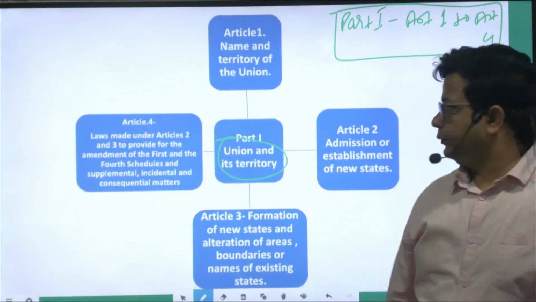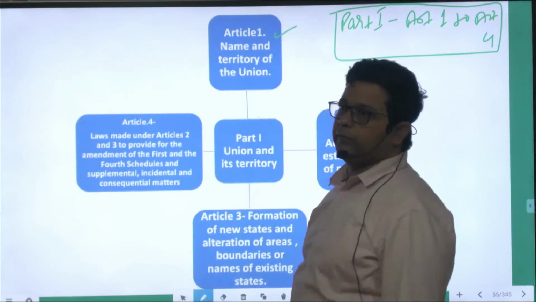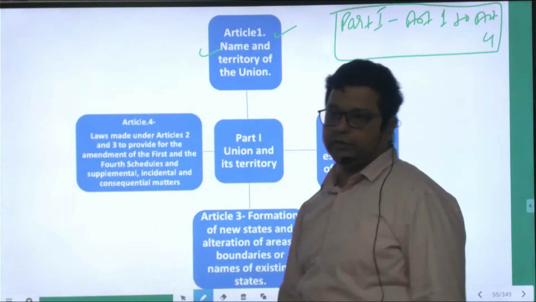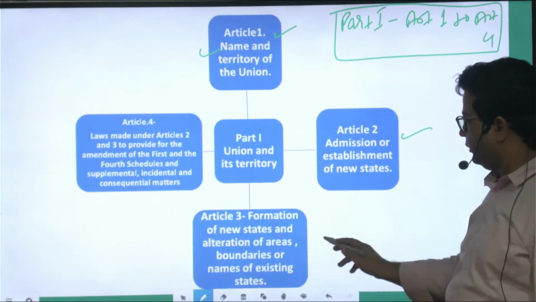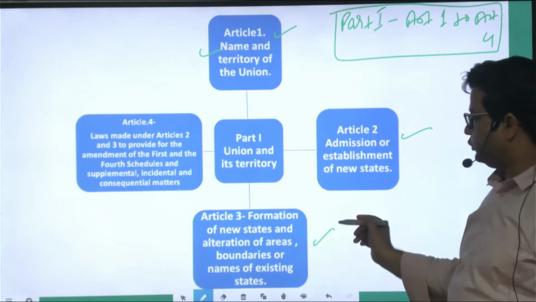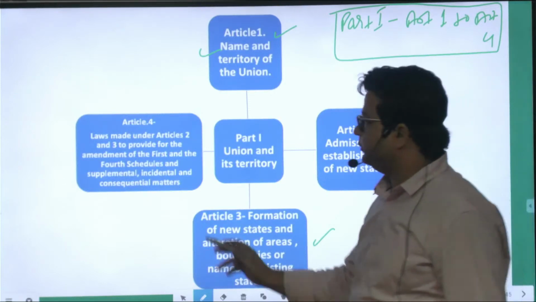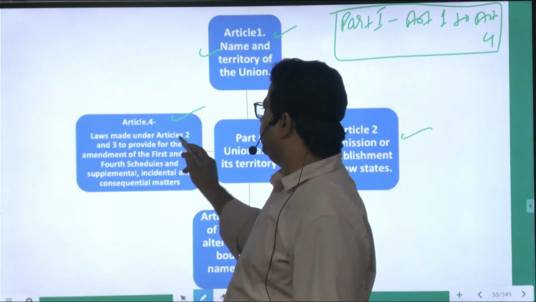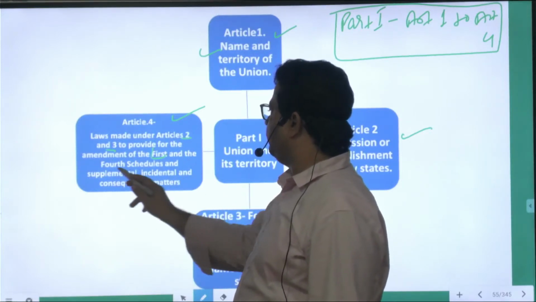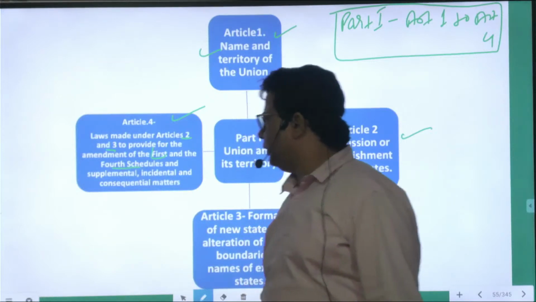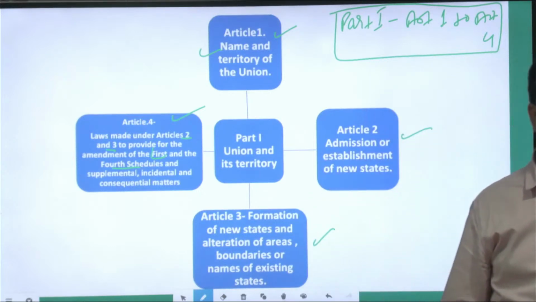Okay? So it says Union and its territory. Article 1 talks about the name and territory of the Union. Article 2 is admission or establishment of new states. Article 3, formation of new states and alteration of areas, boundaries or names of existing states. And Article 4, laws made under Article 2 and 3 to provide for the amendment of the First and Fourth Schedule and supplemental, incidental and consequential matters. This is the subject matter of the part.